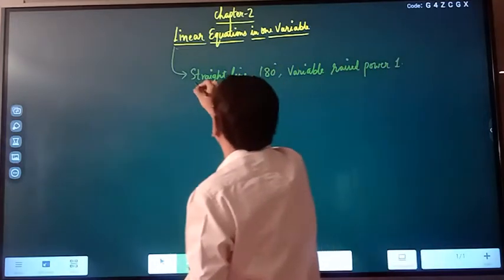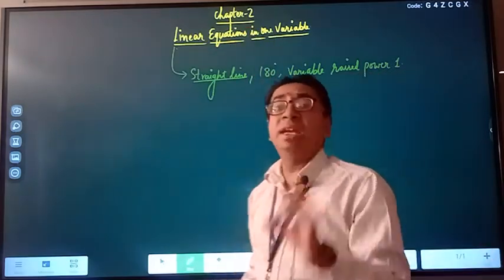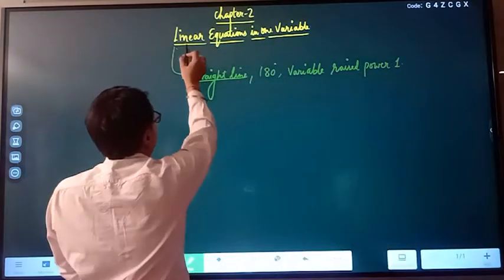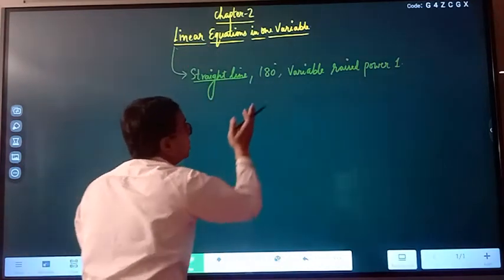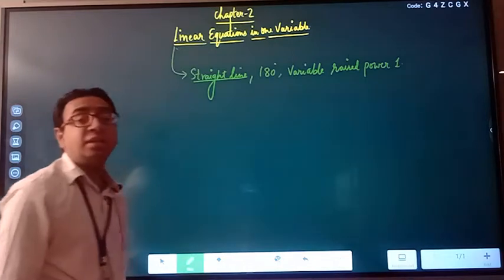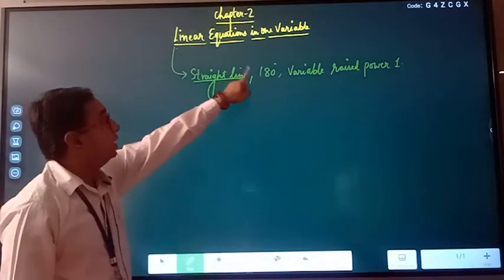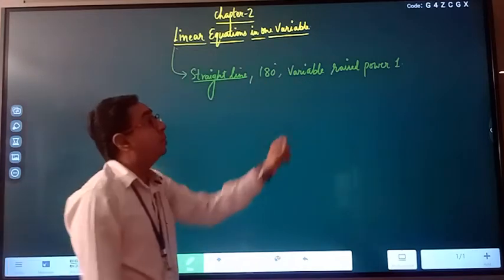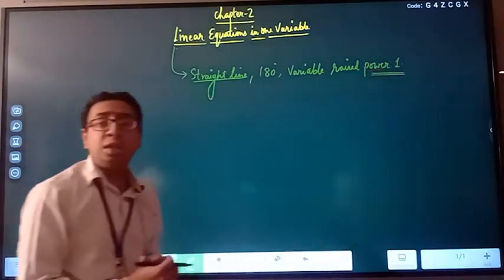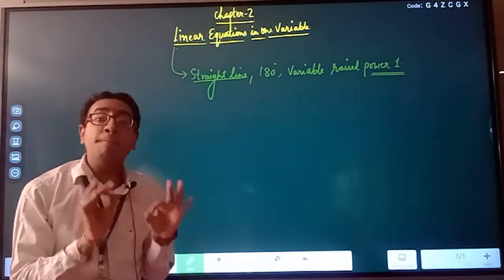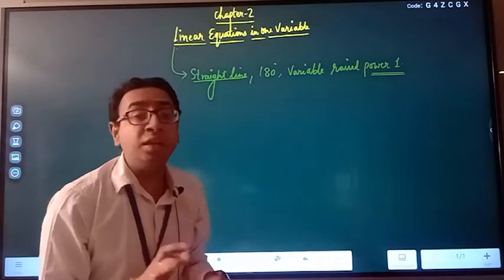Understand the concept of why straight line. If you plot this equation on a graph, you will be getting a straight line. That is why they are known as linear. Linear means straight line, 180 degree. A straight line always makes 180 degree. That is why linear equations. Clear? Linear means straight line, 180 degree, or variable raised to power 1. It means whatever the variables are there in a linear equation, the power must be 1. If you see any other power, that's not a linear equation.